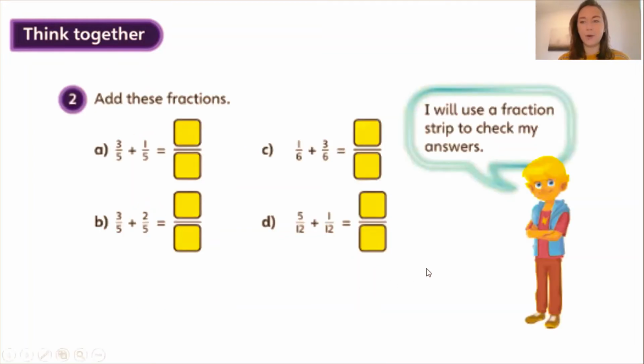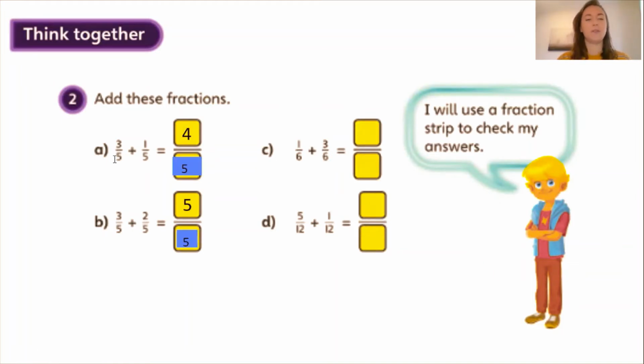Here are 4 more questions that I'd like you to have a go at. Pause the video and have a go yourself. Question A says 3/5 and 1/5. B is 3/5 and 2/5. C is 1/6 and 3/6. Part D is 5/12 and 1/12. Off you go, pause the video.